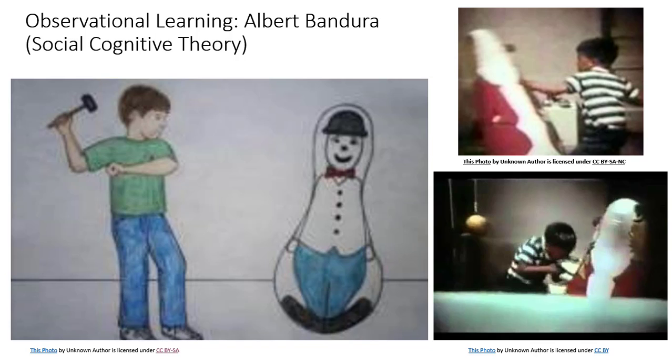Well, when he then observed how the children behaved in this room full of toys, almost predictably, the children that observed the adults playing aggressively with the Bobo doll did the same thing. They smacked it around, they whacked it with a hammer, they played very aggressively with the Bobo doll, versus the control group and the group that was exposed to a video where the adults were playing more passively.